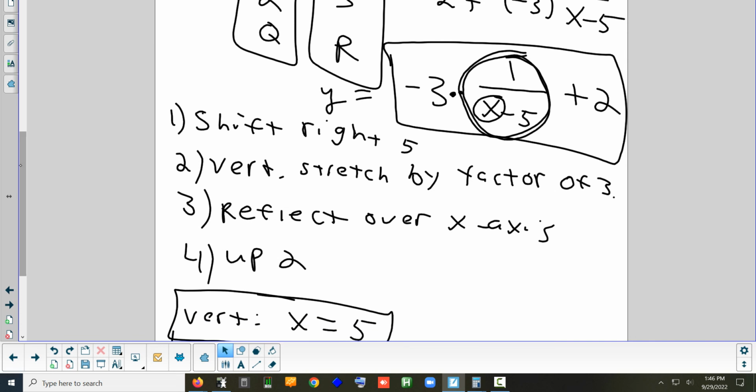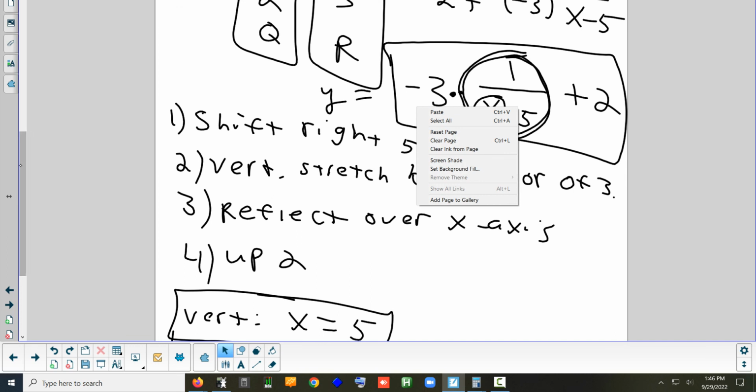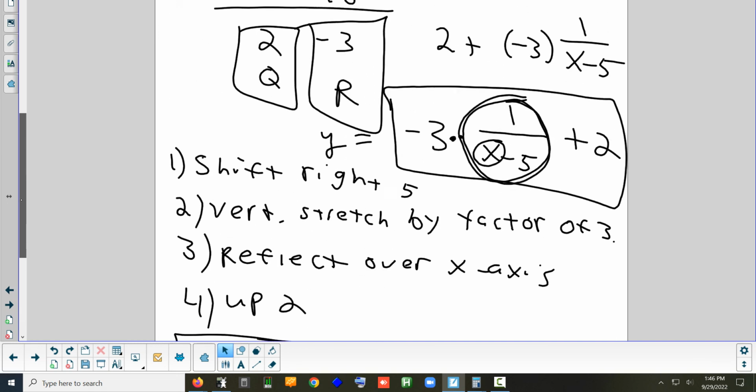If you want to exaggerate it even more, let x be 1,000,000. 1 divided by 999,995 is basically 0. Times any number is still basically 0. Plus 2 is extremely close to 2. Okay.